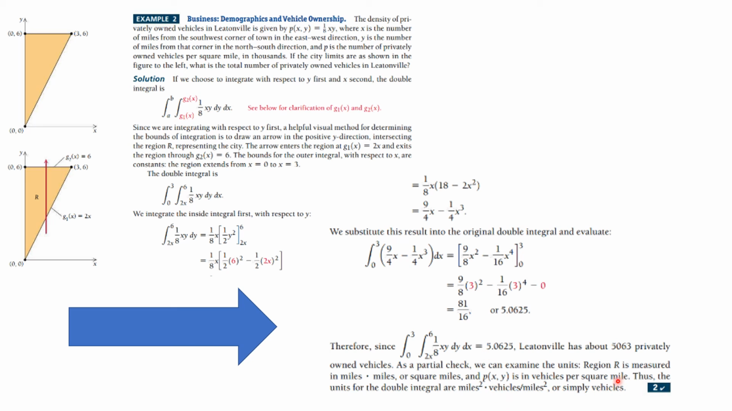And that means that there are 5063 privately owned vehicles, if you round it off.